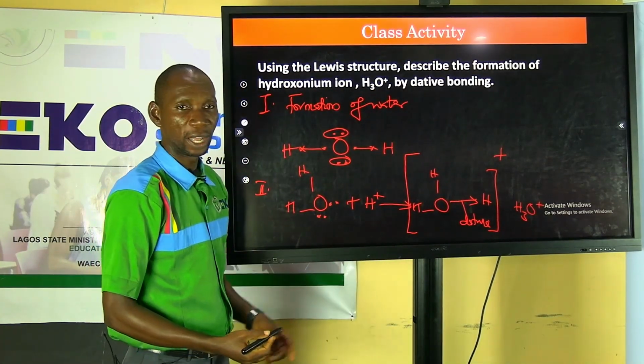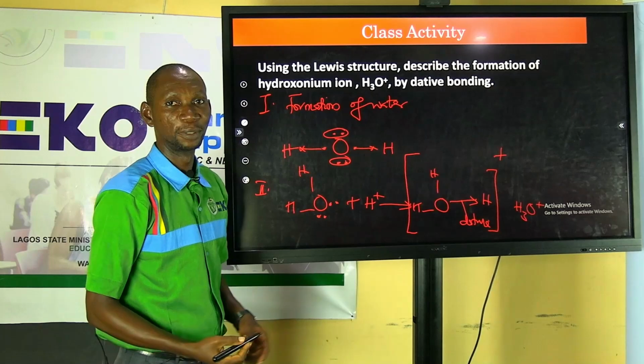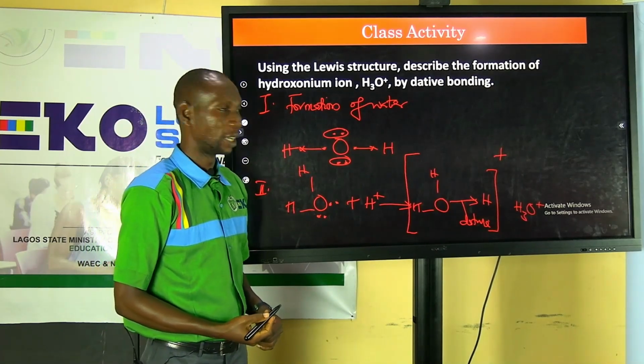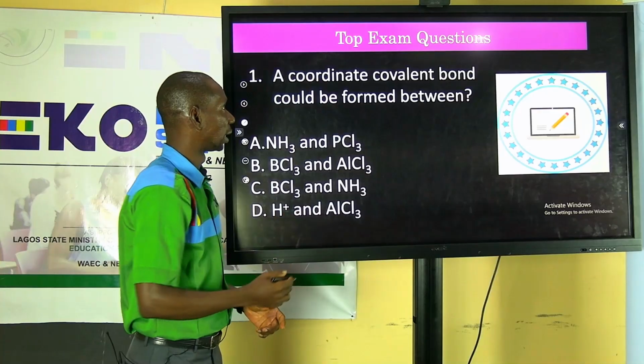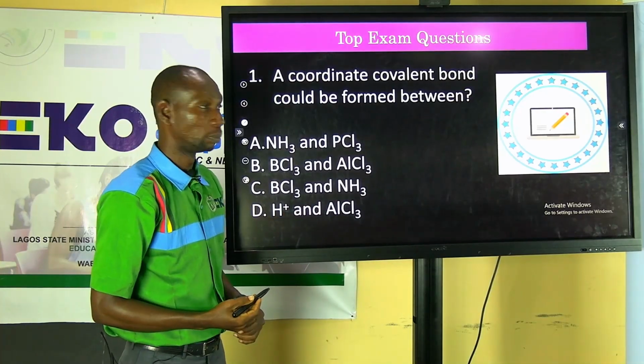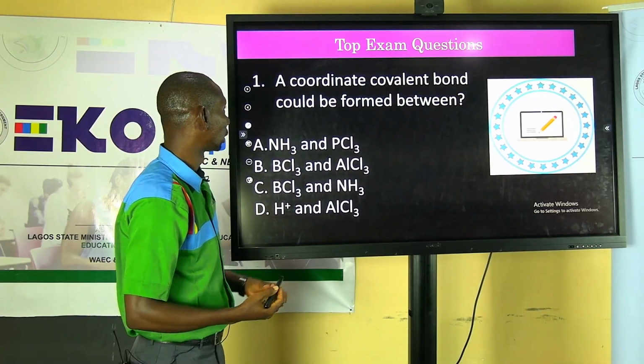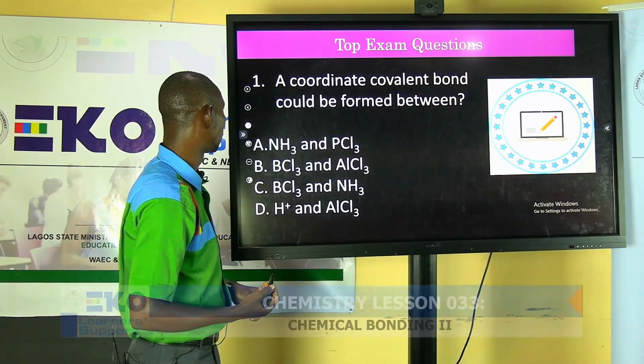Were you able to arrive at this point? Well done for the effort at least. I now believe that you are able to understand coordinate covalent bonding better. Let's look at the practice question very quickly.